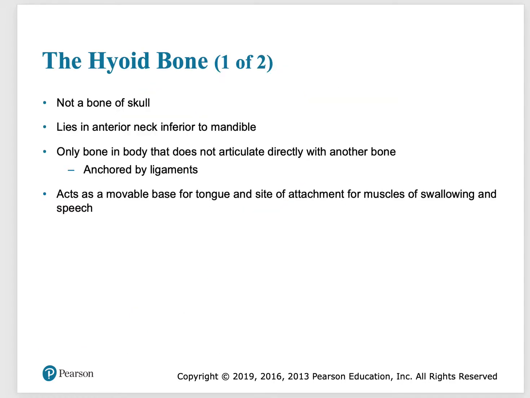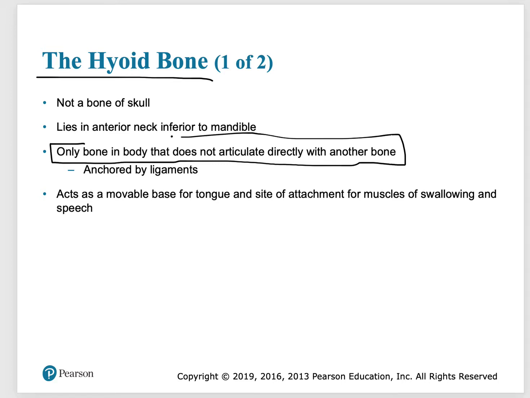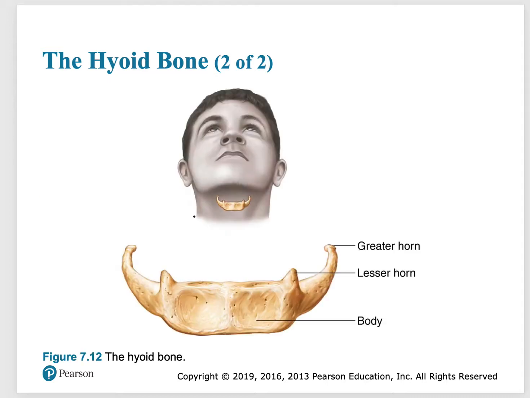All right, so something important that does pop up in your homework is the hyoid bone. This is a bone in the anterior aspect of the neck that is inferior to the mandible. It's the only bone in the body that does not articulate directly with another bone. So this is a very testable question. The only bone that does not articulate with any other bone, it's anchored to the body by ligaments. So if we look here, this is going to be the hyoid bone.